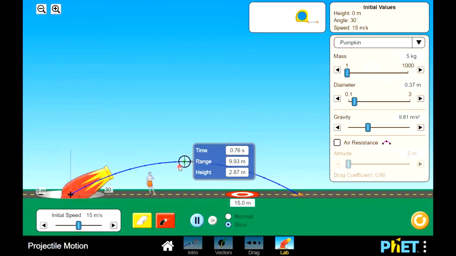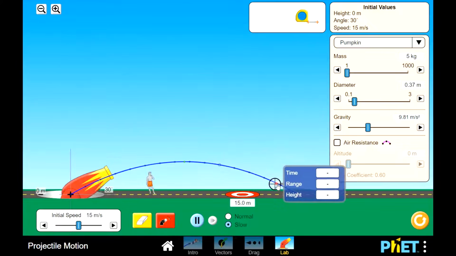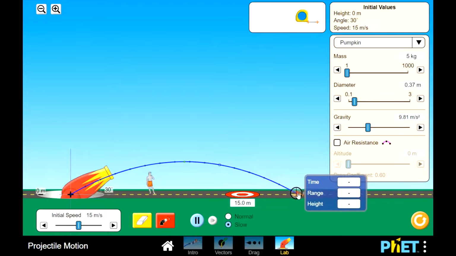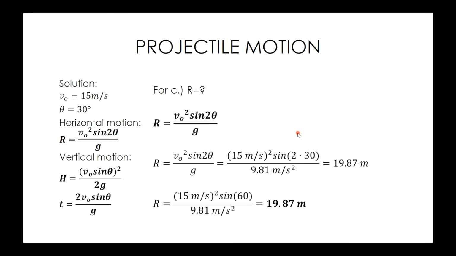So, tingnan natin kung tama ang ating time of flight. Again, ang time of flight ay ang time from the first position up to the position kung saan siya bumagsak. So, the time is 1.53 seconds. Okay, so we have come up to the correct answer.